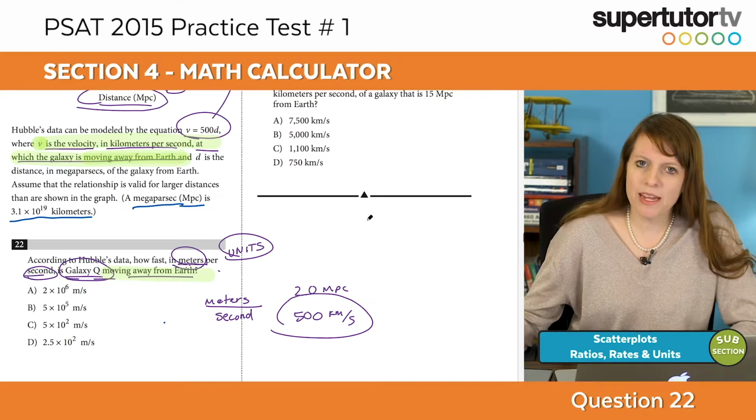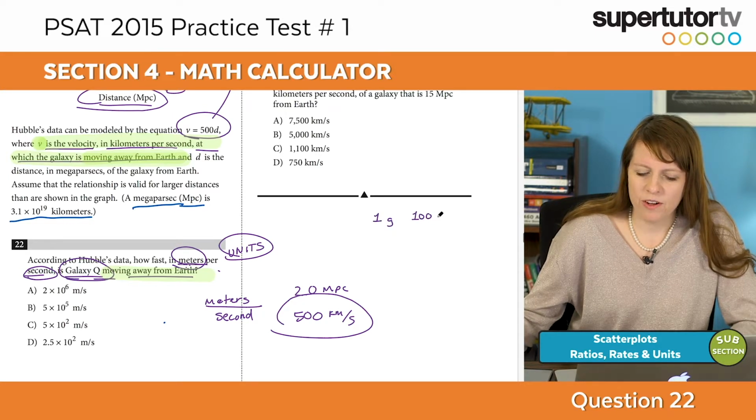So my question is, how many meters are in a kilometer? Well, let's think. I like to think of grams. When I have 1 gram, I can also have 100 grams, or I can have 1 kilogram, which is 1,000 grams. So a kilo means 1,000, if you don't remember it.